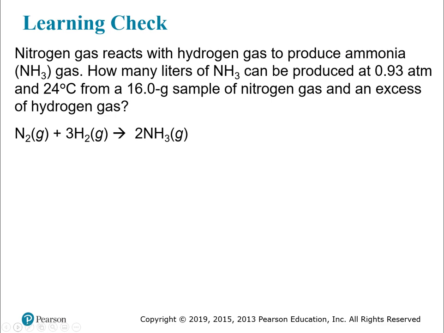So here we go, buckle in. It's not that bad, I promise. Nitrogen gas reacts with hydrogen gas to produce ammonia. We've seen this quite a few times already. How many liters of ammonia can be produced at 0.93 atmosphere and 24 degrees Celsius from a 16-gram sample of nitrogen gas and an excess of hydrogen gas? Whew, I got tired just reading it. But don't worry, it's not going to be that bad. We have an equation here, and whenever you see an equation, that means you're probably going to have to use it.